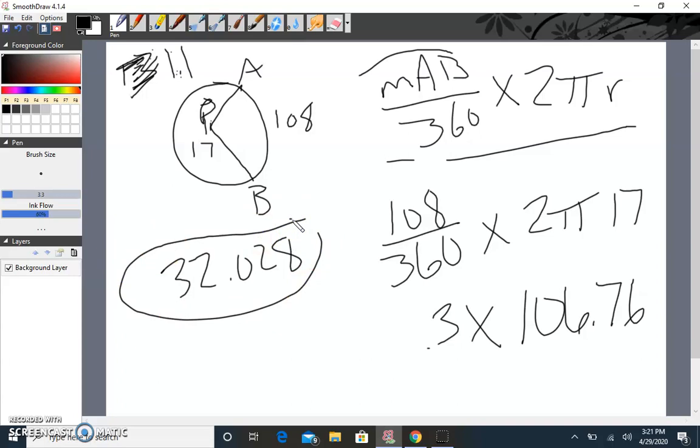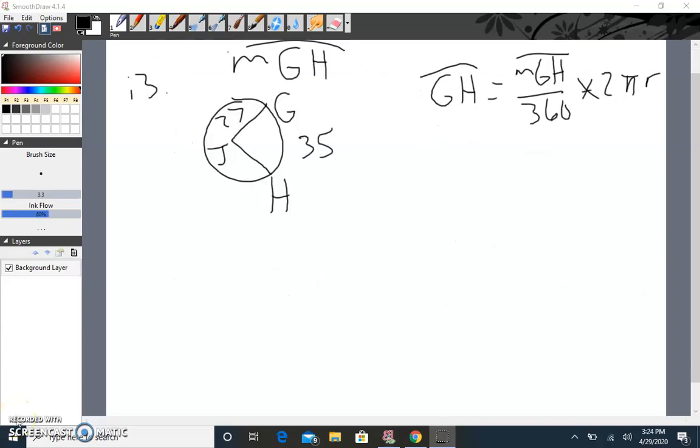And the 32.04 is the answer in the book. 32.028 is what I got on the calculator because I didn't use the pi button. So I'm looking for 32 point something. So as long as you got something close there, that will work out. And so this is another one of those formulas you need to make sure that you have before you take the test. Okay, so number 13, we are looking for the measure of the angle of GH.